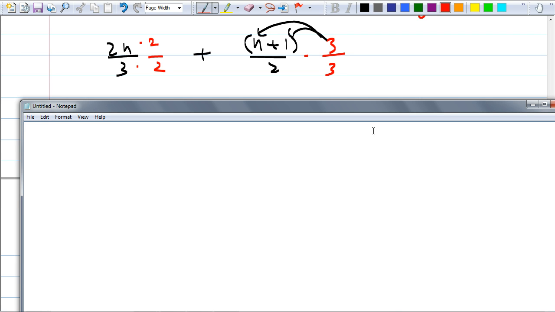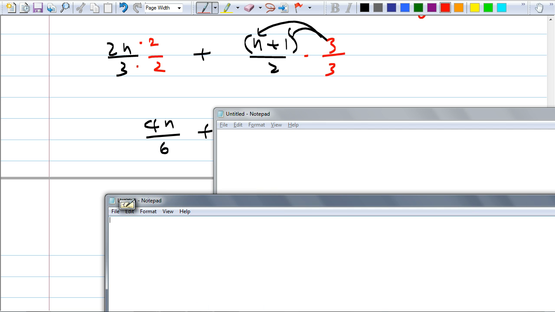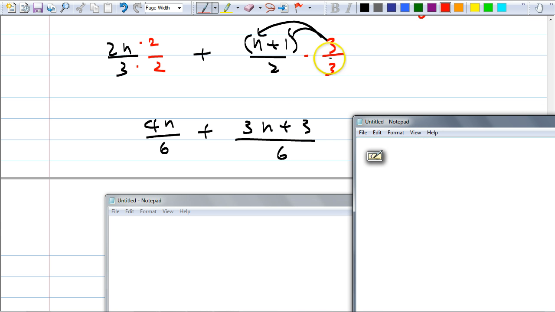Who could tell me what we get for the first one? Jason. You get 4n over 6. Correct. And what about the second fraction when you multiply top and bottom by 3? Again, you have to distribute this. Sammy, what do we get? 3n plus 3 over 6. Good. So you remember to distribute, right, guys?